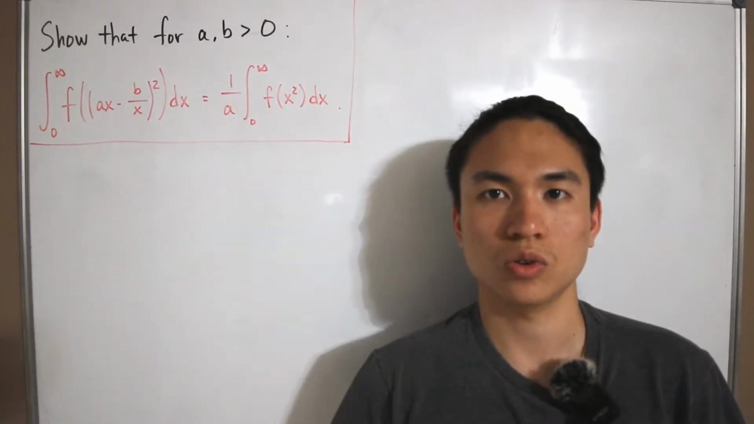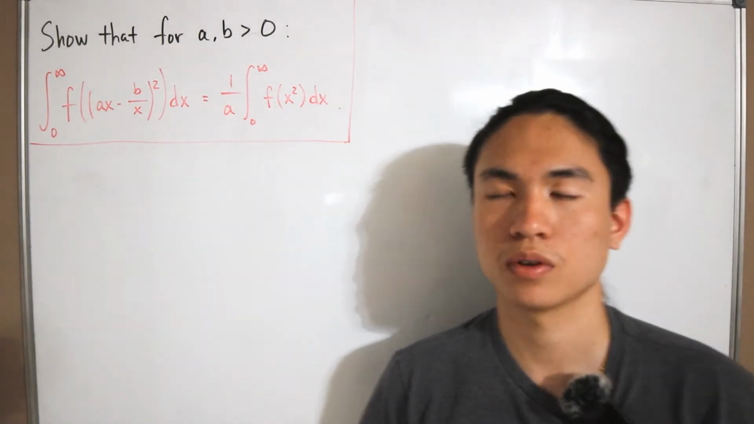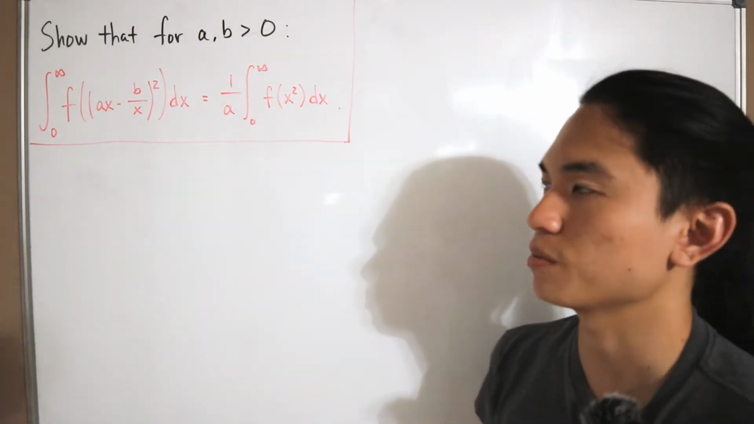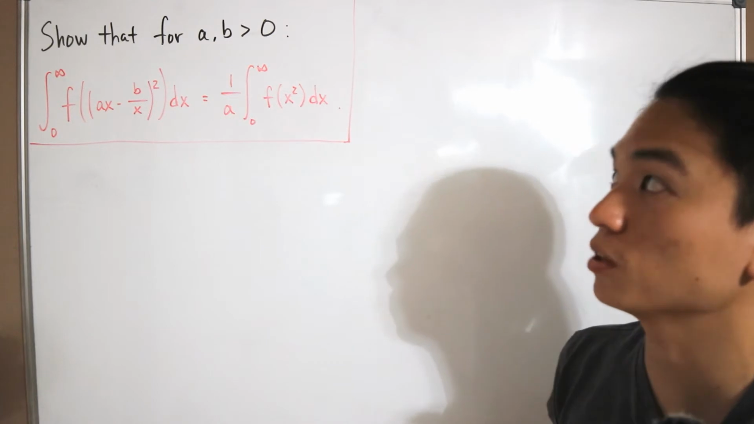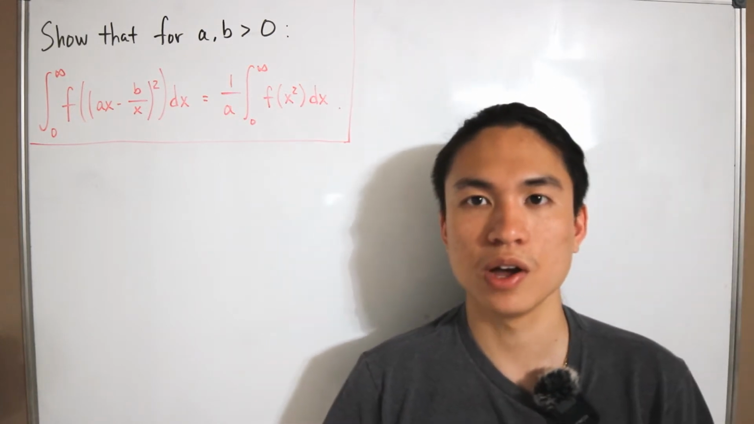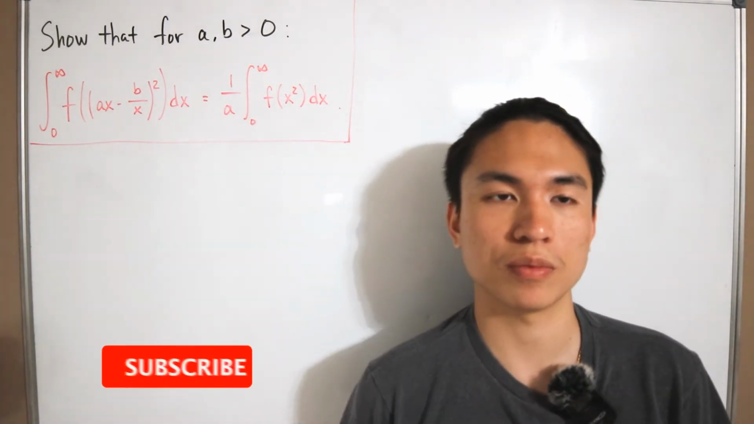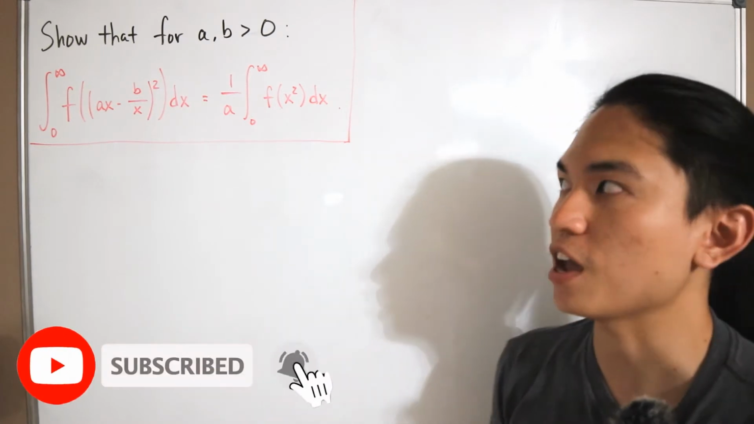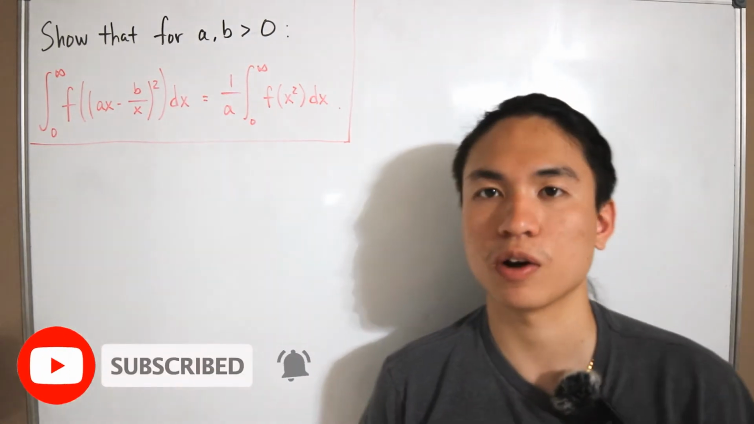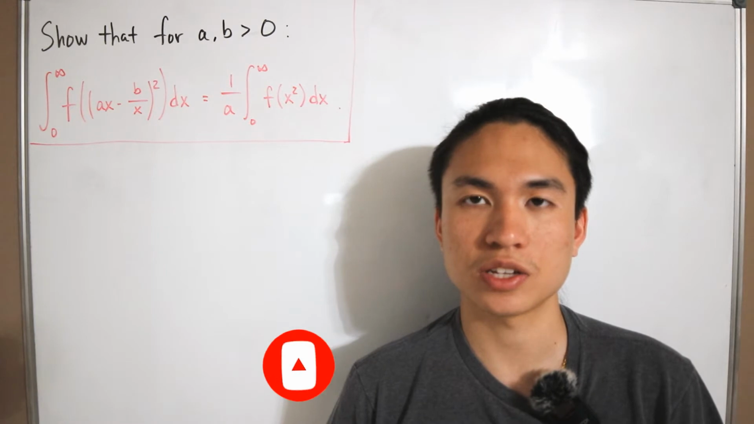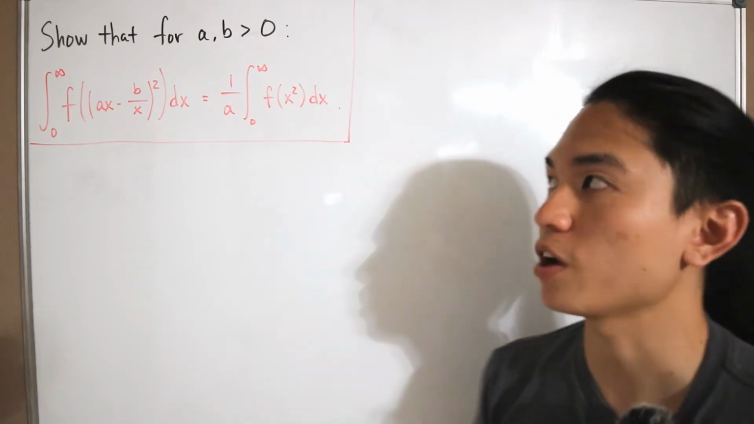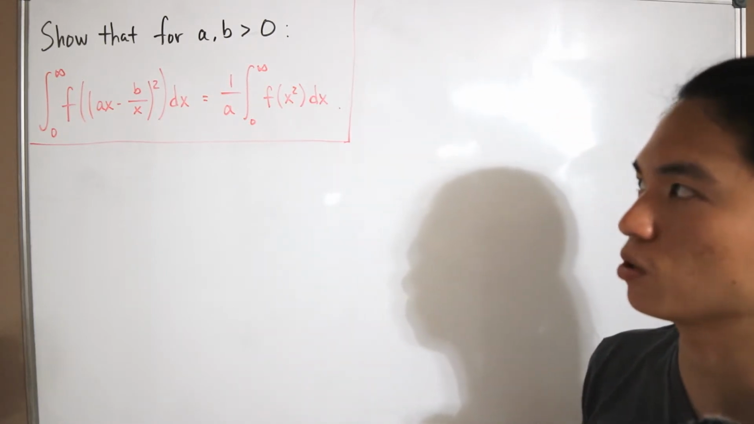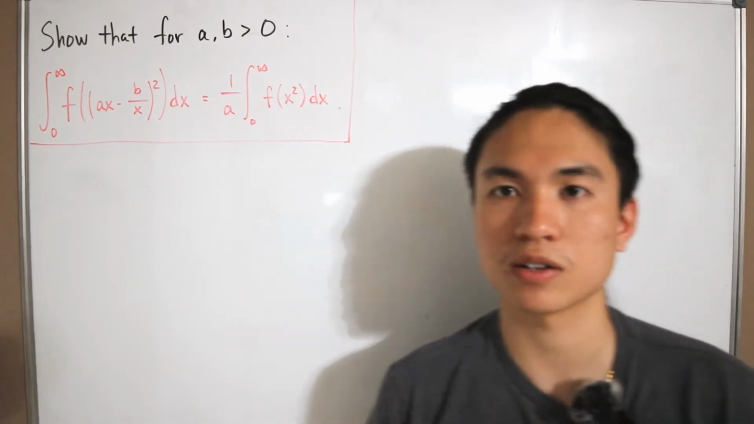Okay, so welcome back to another video. So here we have an integral transformation identity we would like to verify, and that is to show that for a and b strictly greater than 0, we have that the improper integral from 0 to infinity of f of (a times x minus b over x) quantity squared dx is equal to 1 over a multiplied by the improper integral from 0 to infinity of f of x squared dx.